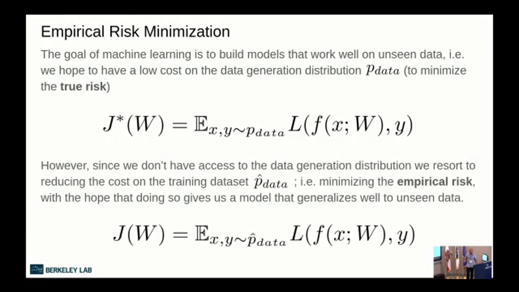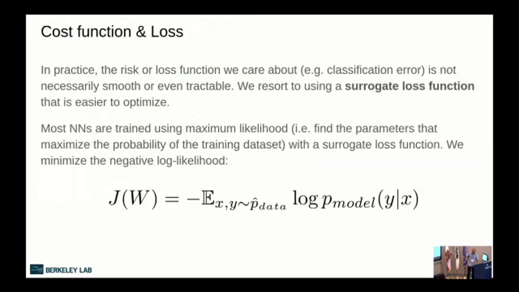But what we end up minimizing is the empirical risk, which is the same quantity but averaged over the training data set that we have. And we call this the empirical risk. The reason that I wanted to point this out is because this is generally the theoretical framework from where all of this starts. We're trying to minimize the real risk on the data generation distribution, but we end up doing an optimization over the training data set, and then we hope that it will do well on an unseen data set.